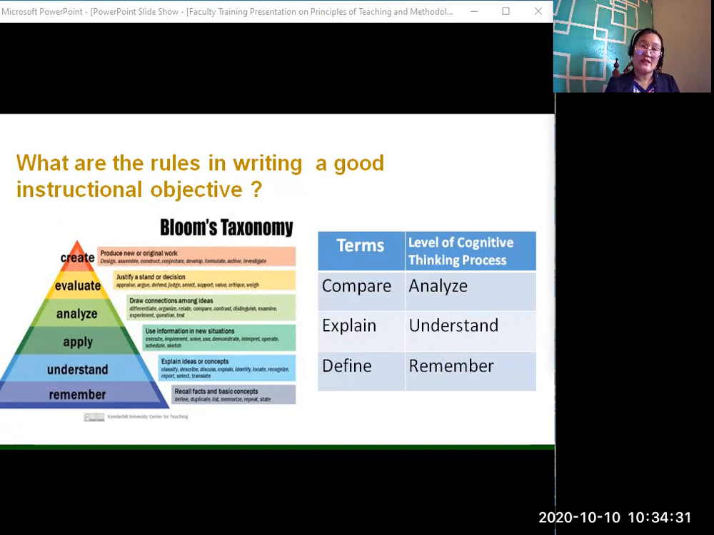In the table here, we can see the sample terms or outcome verbs compare, explain, and define. And we can see the demand for cognitive level thinking process from our students as analyze, understand, and remember. If this is the way we arrange our objectives, then it shows here that the thinking process is gradually regressing, or they start from the higher order thinking skills going to the lower order thinking skills. If we arrange in proper sequence, the behavioral terms must be in this pattern. We have remember as the level of cognitive thinking process, followed by understand and analyze. In terms of outcome verbs, we have define, explain, and compare.